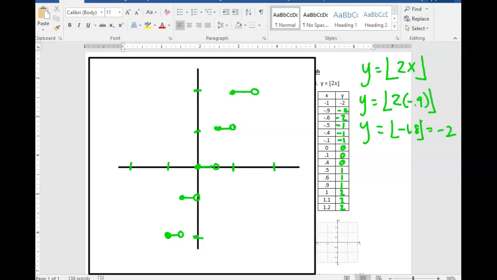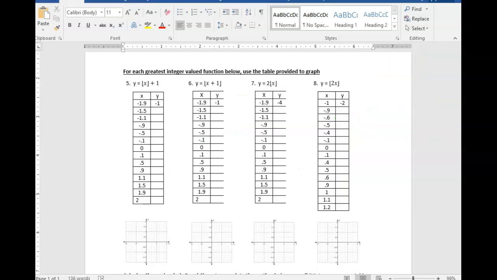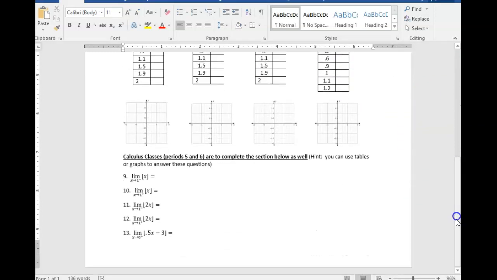So let's move on here. I'm going to clear that off. I think I'll bring it back in a minute. The last thing I want to talk about is limits. Limits with these things. So I think I'm going to do number 12. Matter of fact, I'll do 11 and 12. Okay. So let me bring all that back.